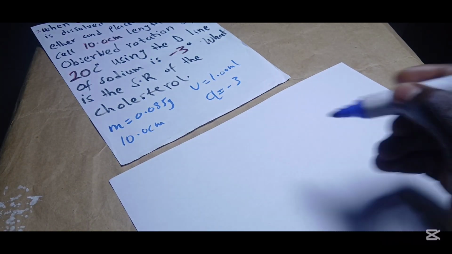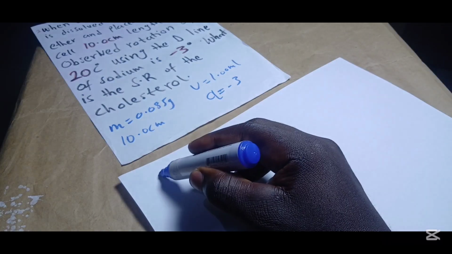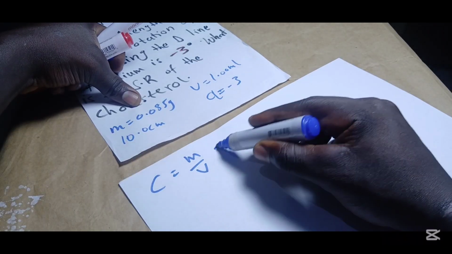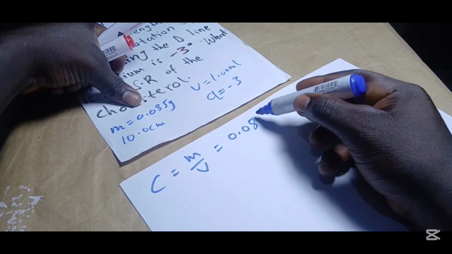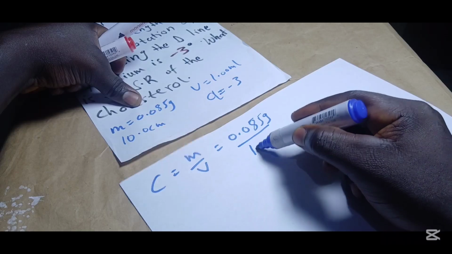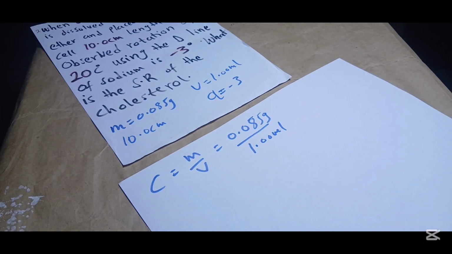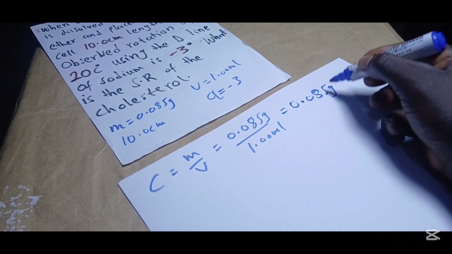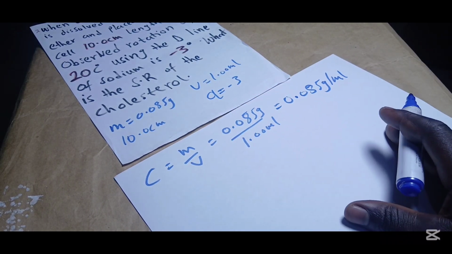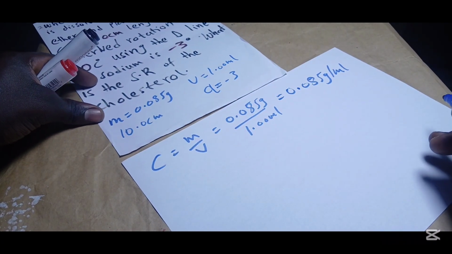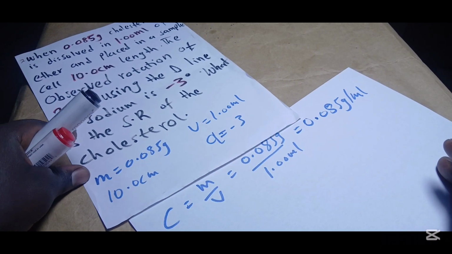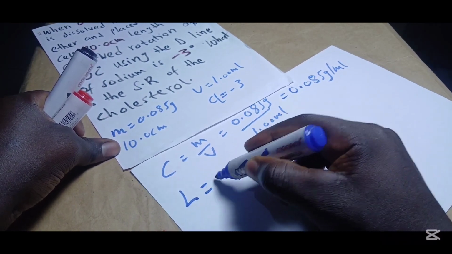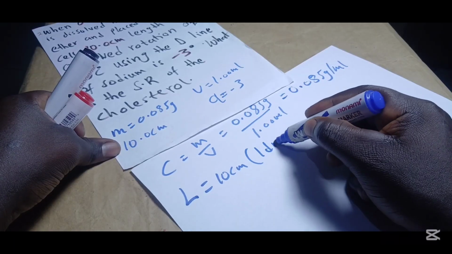We need to calculate the concentration. And concentration can be m/v. Our mass is 0.085 grams over 1.00 ml. Punching this on the calculator gives us 0.085 gram per ml. Now we have our concentration. The length will be in decimeters, right? And our length is given to us in centimeters. So L equals 10 centimeters, which is 1 dm.